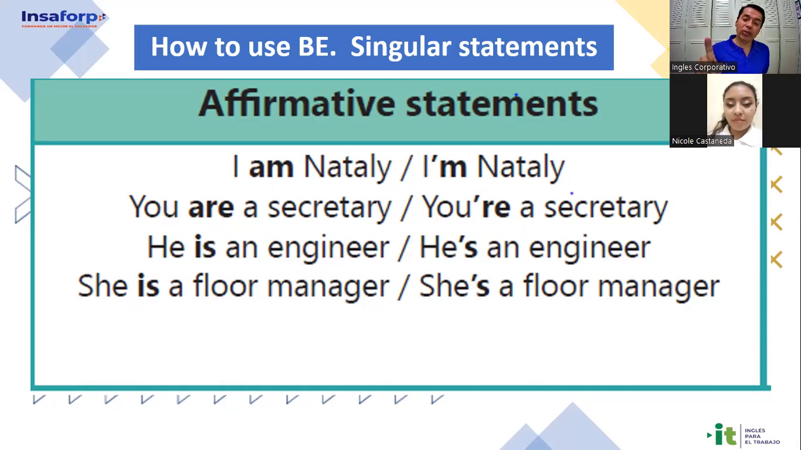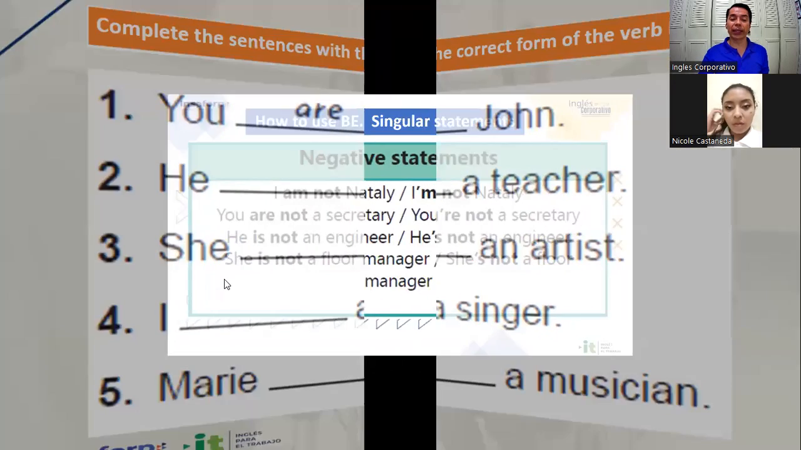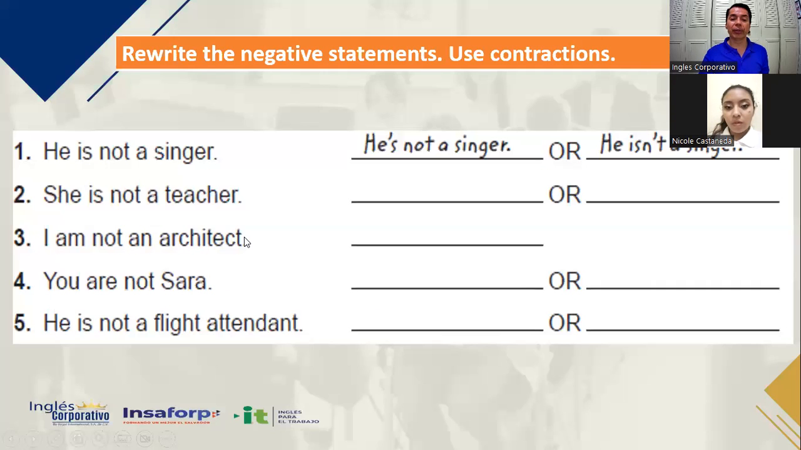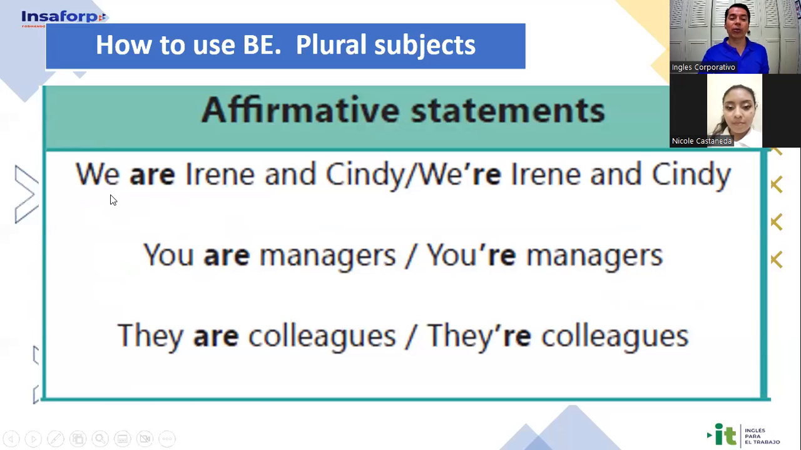Am para primera persona singular. Are para segunda persona singular. Is para tercera persona singular. Y en plural, segunda persona plural y tercera persona plural, are. Entonces decimos, we are, you are, they are. Nosotros somos, ustedes son, ellos son.